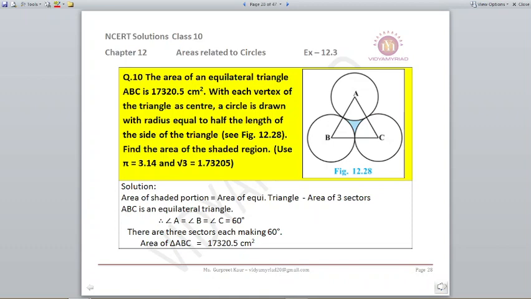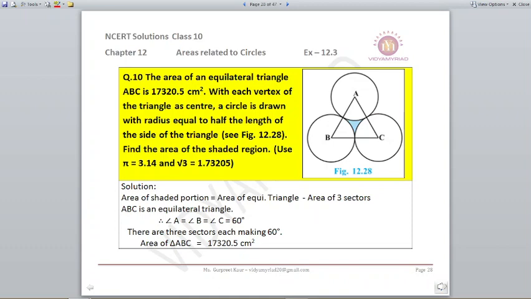Now how are we going to find the shaded area? It is very clear. You will find the area of the equilateral triangle, which is already given to you, and you will find the area of the three sectors. If you see, there are three circles. Now since it is an equilateral triangle, the angle formed will be 60 degrees. So the three sector angles will be 60 degrees.